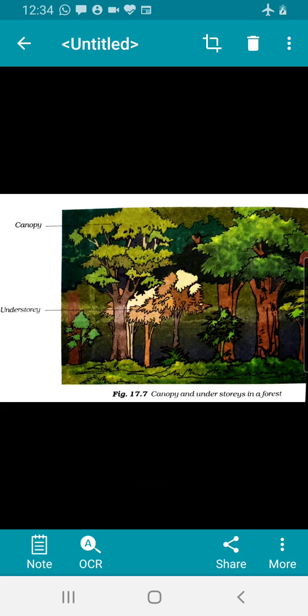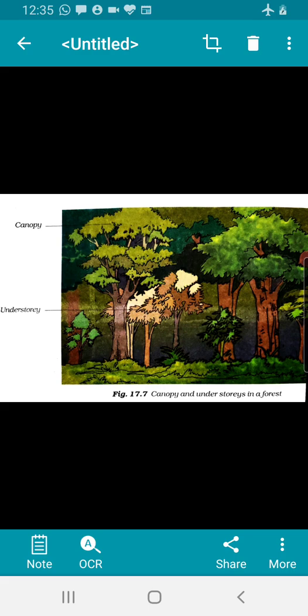So, what is meant by canopy? The branches of the tall trees look like a roof cover over the other plants in the forest, which is called the canopy. The next layer is the crown of the tree. So, what is meant by crown? The branchy part of the tree above the stem is known as the crown of the tree.